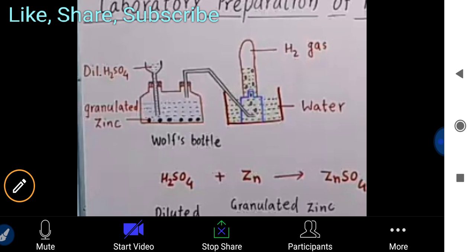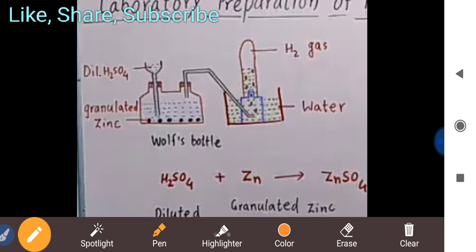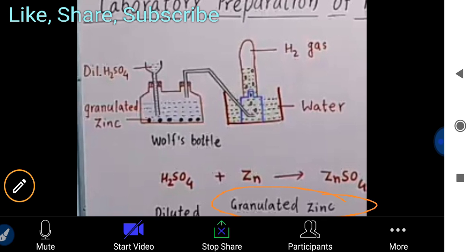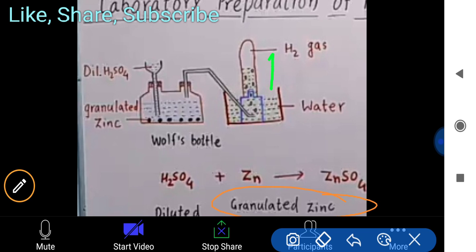As you know, we are not taking pure zinc here because it reacts slowly. The hydrogen gas moves upwards because it is lighter than water. Okay, so in this apparatus you can say hydrogen gas is formed.